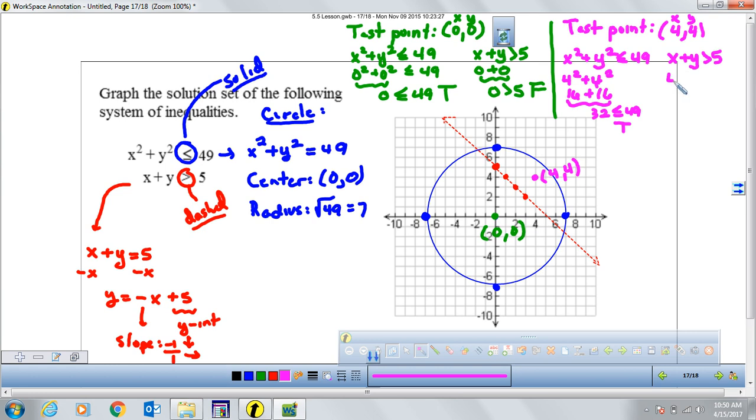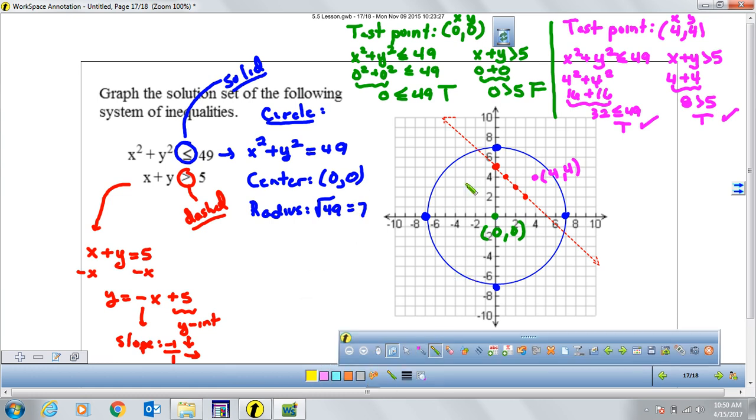And then I'm going to substitute the 4 and the 4 here. 4 plus 4 is 8. Is that greater than 5? That is also true. So we don't have to check the other 2 regions, because we already found the one that makes both of them true. So that means any point on this little region at the top is going to be a solution, because it makes both of the inequalities true. So any point on this little region is a solution to both inequalities.